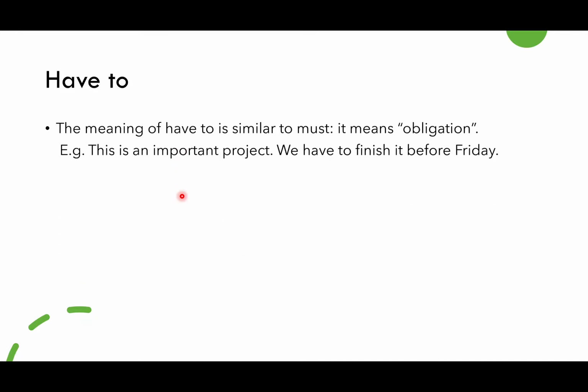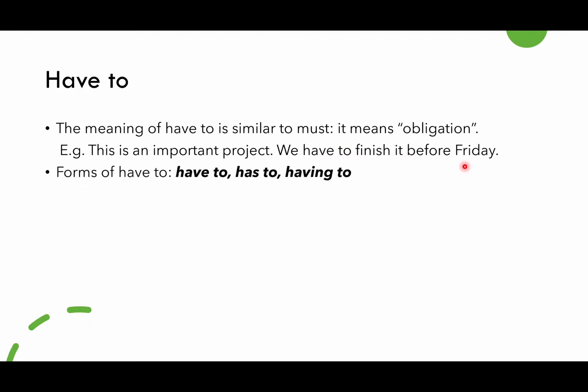The next modal verb we are going to talk about today is have to. What information do we have? The meaning of have to is similar to must. It means obligation. Let's see an example. This is an important project. We have to finish it before Friday. That means we need to finish it before Friday or we're in big trouble.